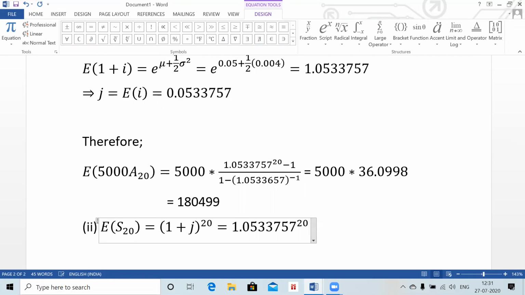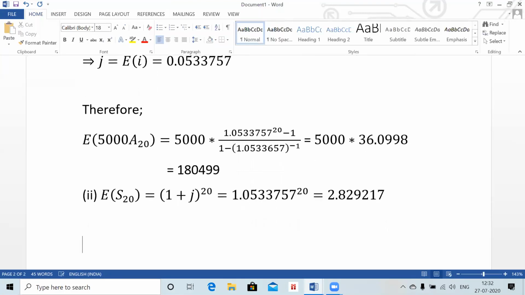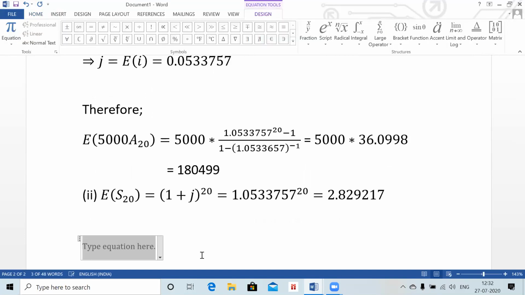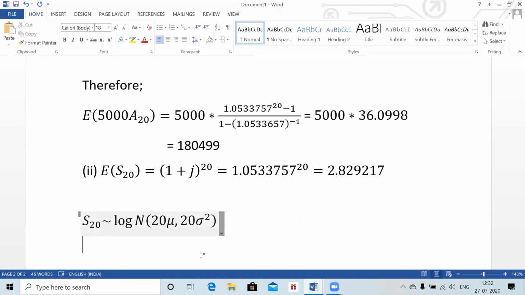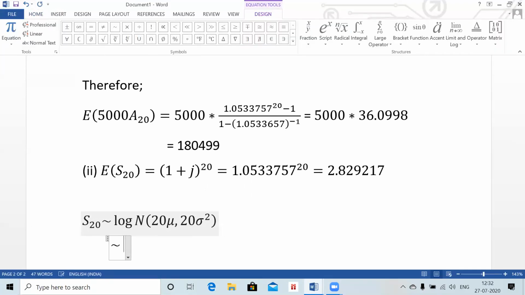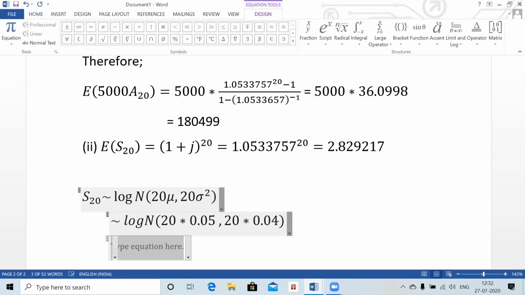1.0533757 to the power 20, which will be equal to something of 2.829217. ठीक है. And using the information given in the question, हम लोग को क्वेश्चन में दिया हुआ है कि S underscore 20 follows log normal of 20 mu, 20 sigma square. Okay. This means log normal of 20 into 0.05, comma 20 into 0.04. Okay, that is log normal of 1, comma 0.08.